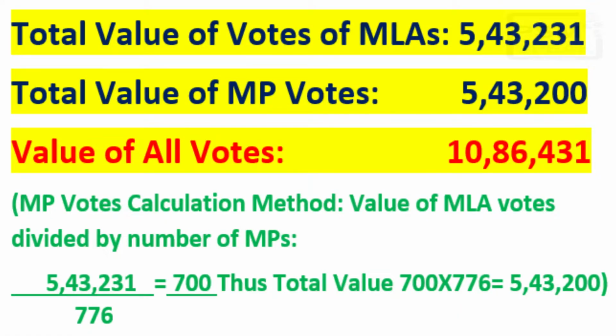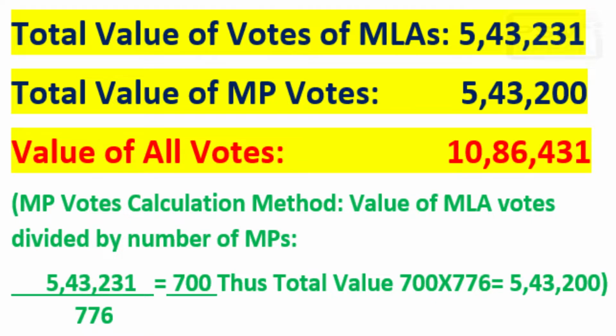The idea is the value of the MPs should be equal to the value of the votes of all the states and eligible union territories put together. 5,43,231. This is divided by the members of parliament. We have 543 Lok Sabha members and 233 Rajya Sabha members. Together 776. 5,43,231 by 776. The value is 700.